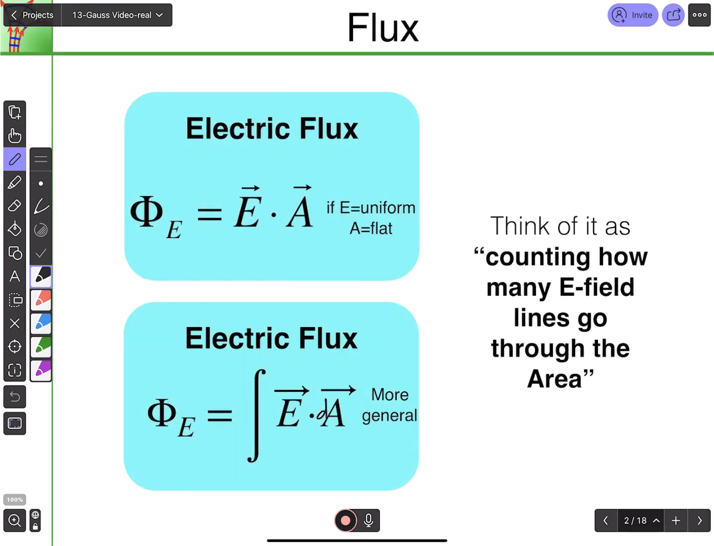So first, last time we talked about electric flux. For a uniform electric field through a flat surface, you can calculate the electric flux by E dot A. The way to think about it is we're measuring how much electric field goes through a particular surface. The more electric field lines go through an area, the larger the electric flux is. And it's easy to calculate for a uniform electric field on a flat surface.